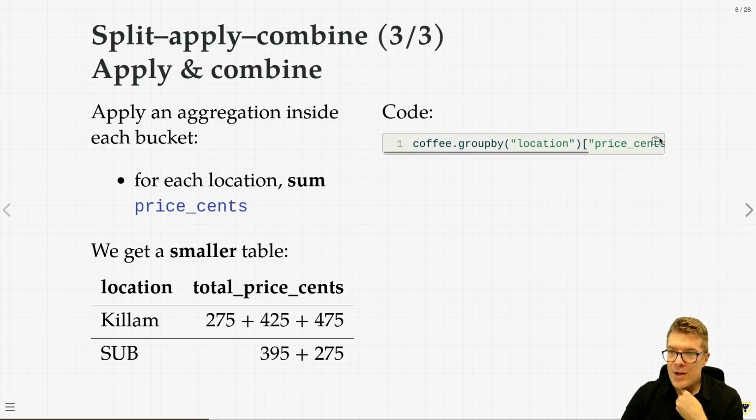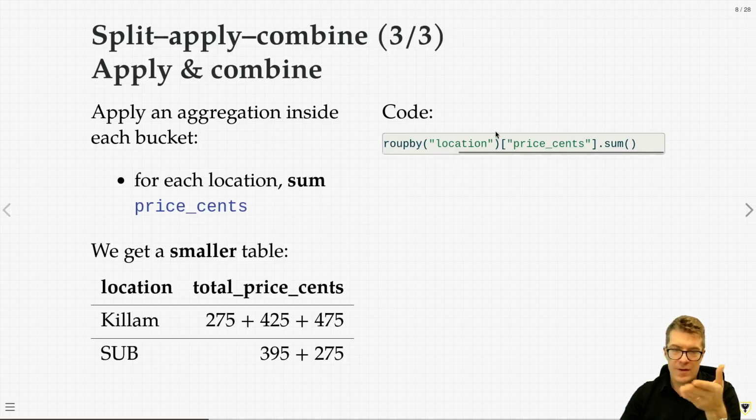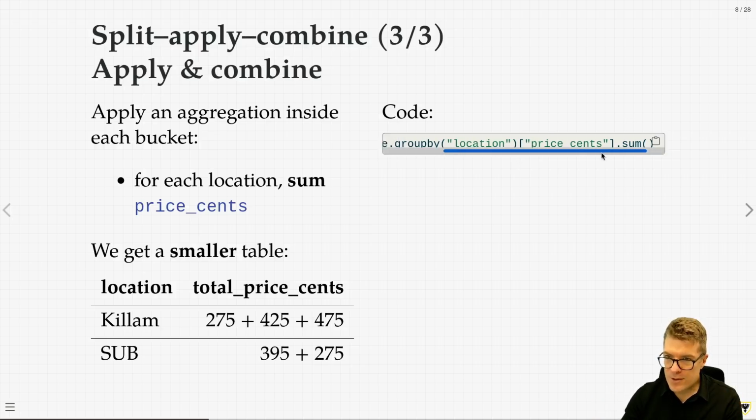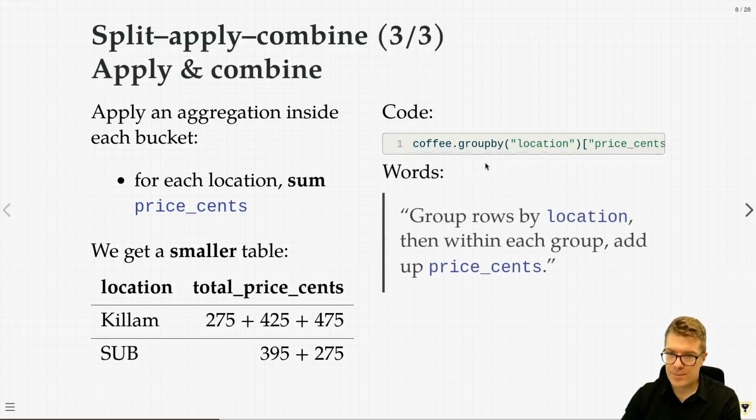How do you do this? Well, here's the code for you, as always. We have our coffee data frame. We say group by location, Killam or SUB. I only care about the price in cents column of every row. And when you gather all those together, just do a sum on that resulting bucket, and then provide that as output. That's the code. In words, we group rows by location, then within each group, add up price cents. Within each location, add up price cents.